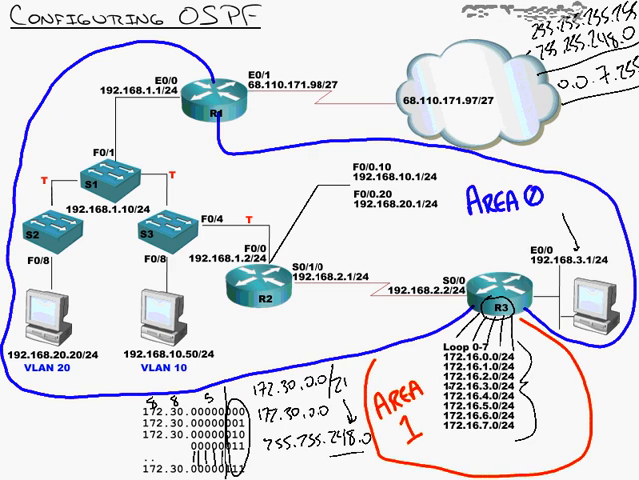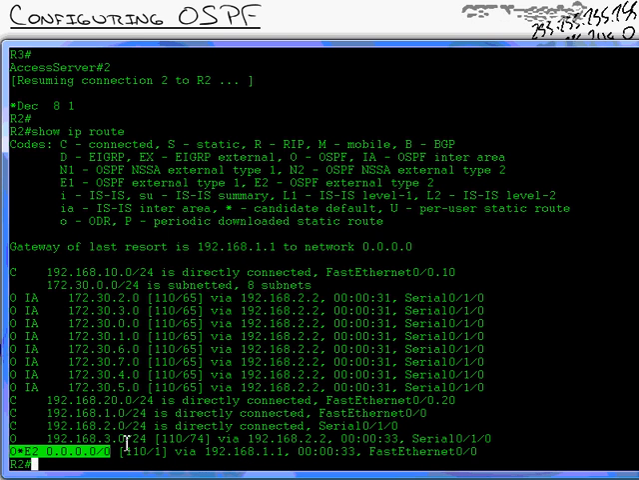And all these are in area 1. And look at this. There is the 3 dot, which it sees as just a normal OSPF route. And all these are area 1 routes, aka inter-area. See our little IA there? That is identified as an inter-area route.